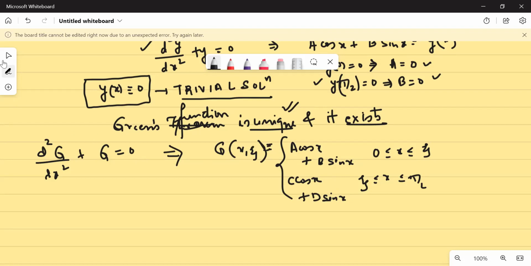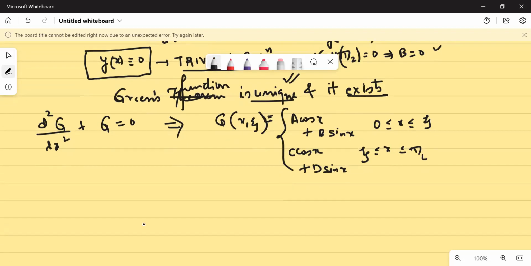Now, the second property that Green's function holds is that it also satisfies the initial boundary condition satisfied by the differential equation. The solution of the differential equation suggested that y0 should be 0. It implies your g0 zeta should be 0. And g0 zeta being 0 implies what? It implies your a will be 0. That you can clearly see.